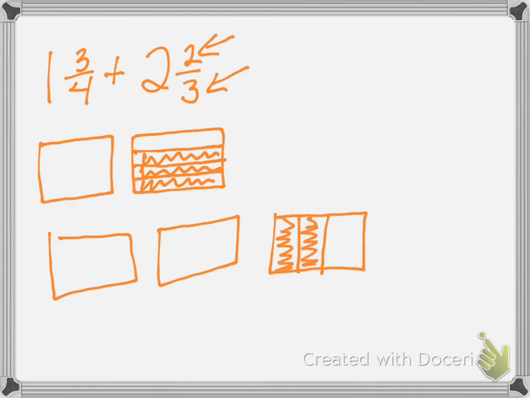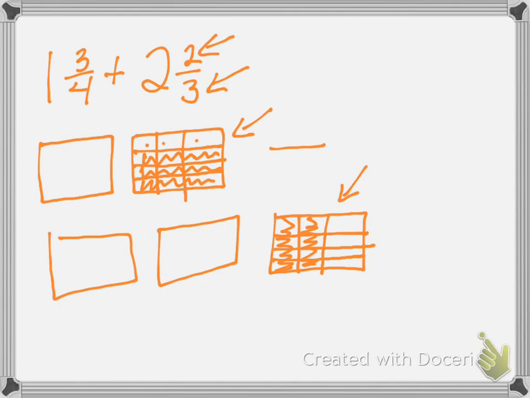Now I'm going to go back to my first square, and I'm going to draw the vertical lines like my second square. So I'm going to break it into thirds. And then I'm going to go back to my second square and draw the horizontal lines and break it into fourths, so it's like the first square. So now the squares are going to look just alike as far as being broken up. All right? So let's see how many we have all together for our denominator.